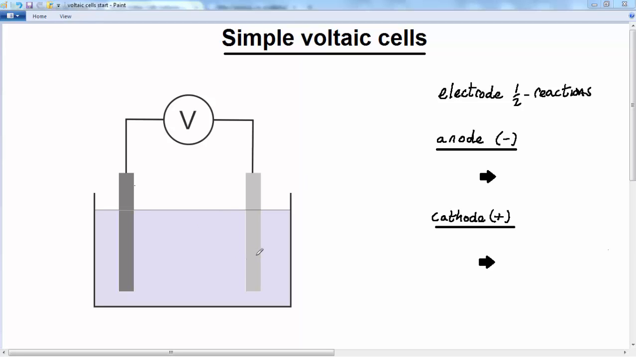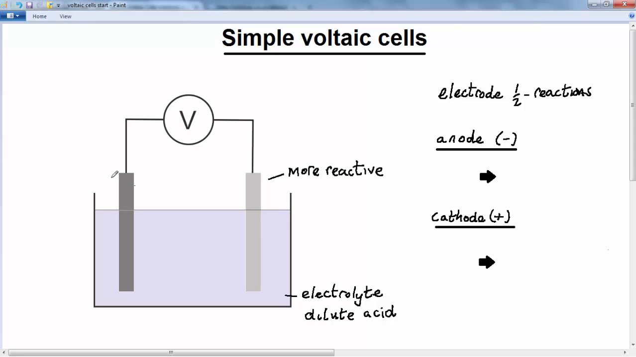So in our simple voltaic cell we always require two electrodes which are different. They are made typically from different metals, and an electrolyte. In this case our electrolyte is going to be a weak acid, for example, or a diluted acid, and we've got two different electrodes. The more reactive metal is going to become the anode, and the less reactive metal is going to become the cathode. This is the anode and this is the cathode.